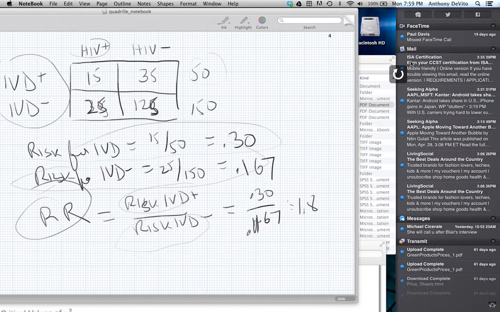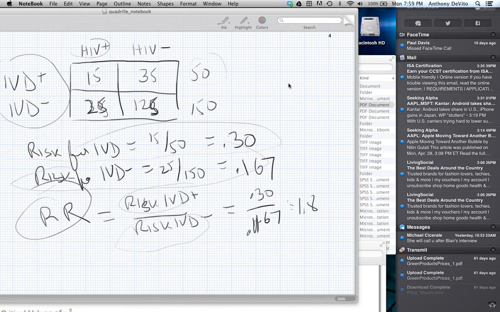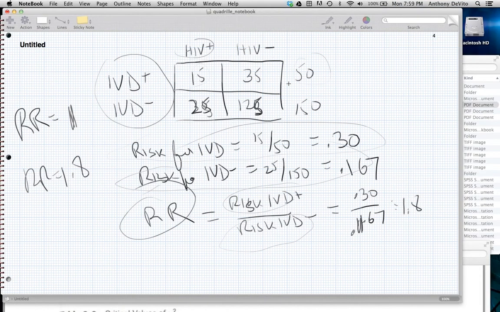So we need to calculate a confidence interval. We need to calculate a confidence interval for this 1.8, right? Let's say that this confidence interval comes out to be 1.1 to 2.8. Would you say you can reject the null hypothesis? If you're 95% sure the real relative risk is between 1.1 and 2.8, can you reject the null hypothesis?